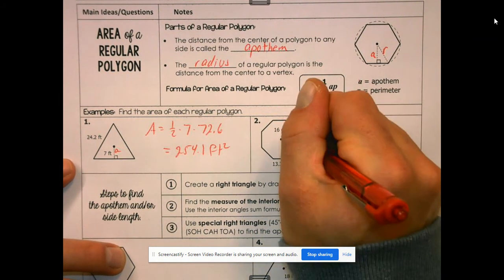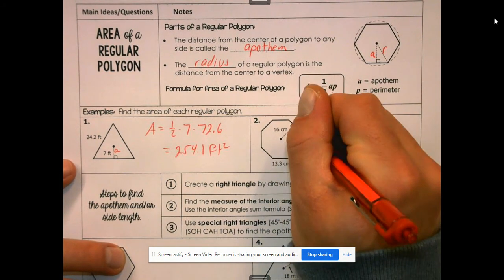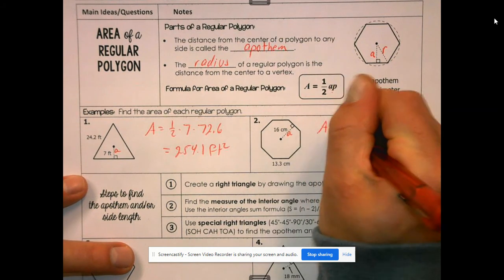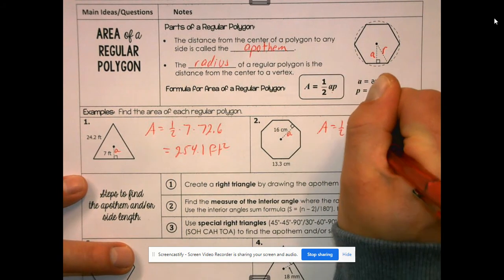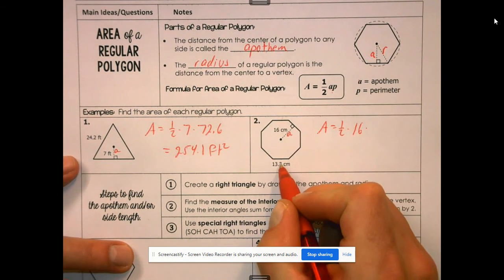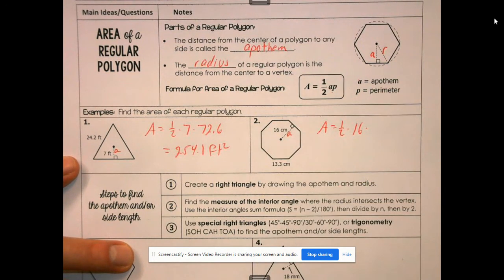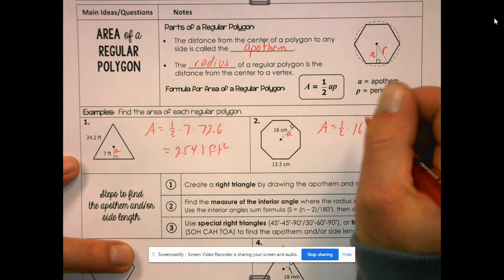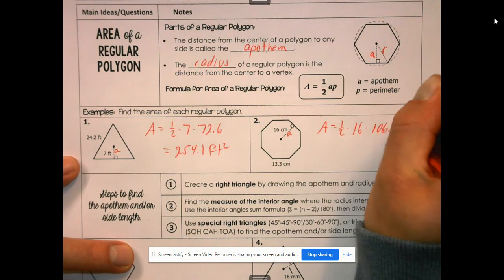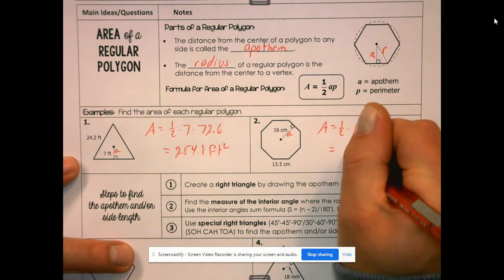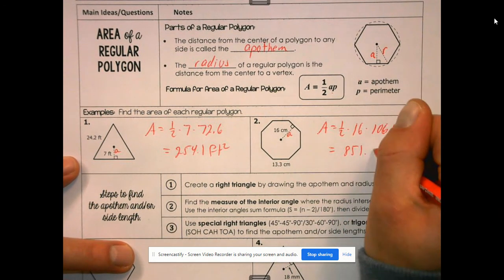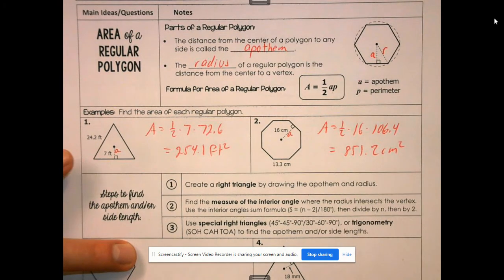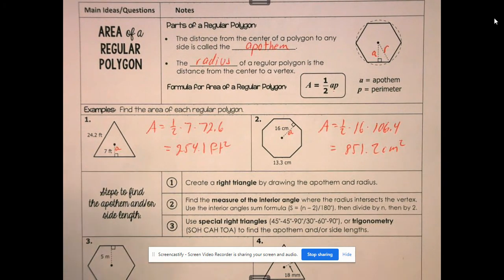Number 2, that's 16 is your apothem. Starts from the center, hits the side at a 90. Formula, 1/2 times the apothem. Then your perimeter, if you add up all those 13.3s all the way around, it comes to be 106.4. Type it in, 851.2 square centimeters. All right, so those are the layup ones. Those are super easy ones.